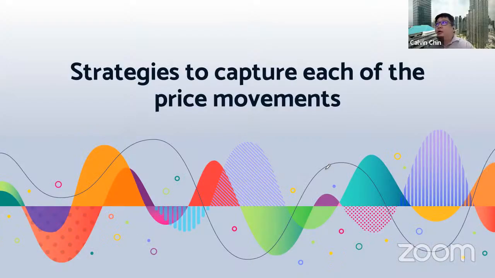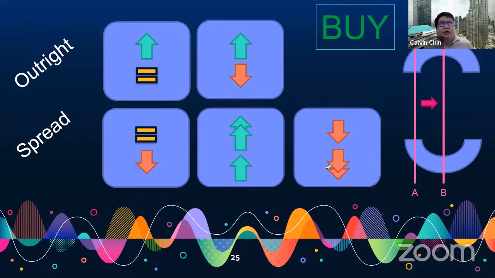Okay, next. This will be a little bit intense because there are a lot of numbers to calculate. So the strategy is to capture each of the price movements. Basically, we have three price movements: one is uptrend, one is downtrend, the other one is sideways. So we'll look at it now.